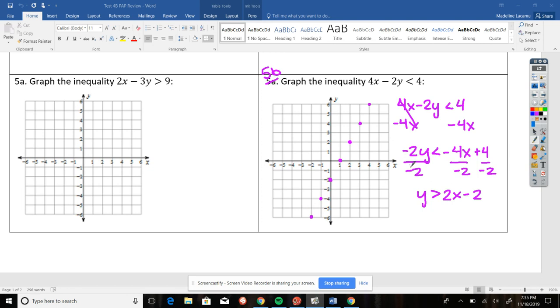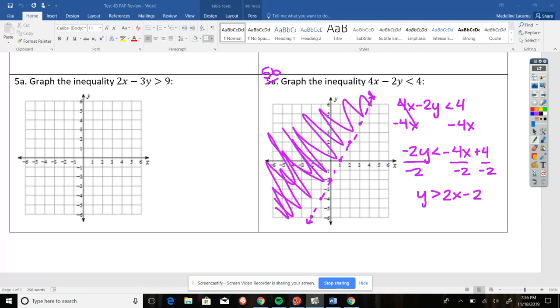All right, now since this one is greater than, it doesn't have the equal to line. It's going to be a dotted line. And since it's y is greater than, we have to shade above the line. If it was less than, you'd shade below the line.